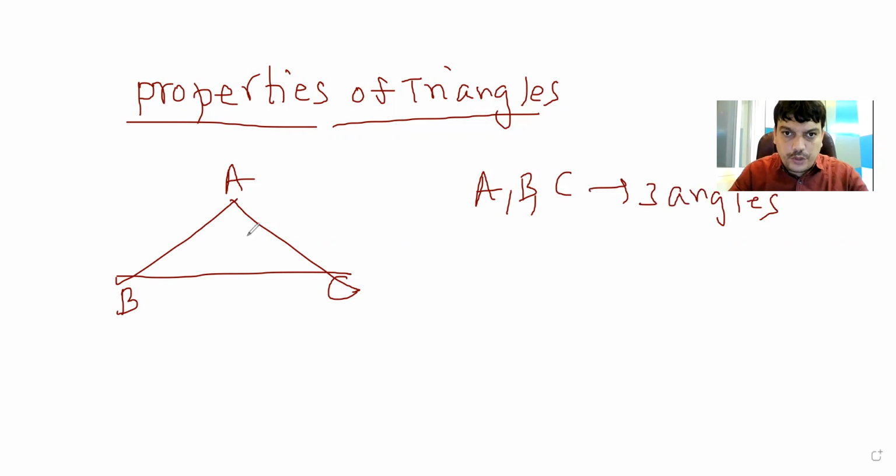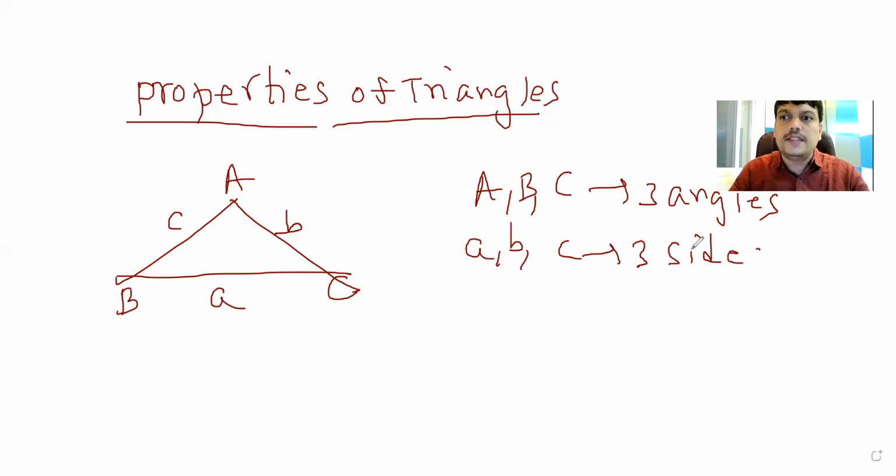Usually the notation followed is, opposite to angle A, we write this as a. Opposite to angle B, we write b here. Opposite to angle C, we write c here. So this is the notation being followed for the sides. So small a, small b, small c are known as the sides. So there are three sides. These three angles and these three sides together, you say these are the elements of the triangle. So total you have 6 elements.